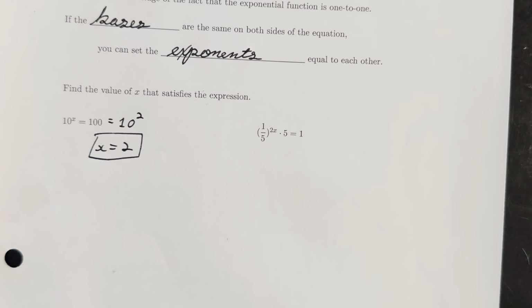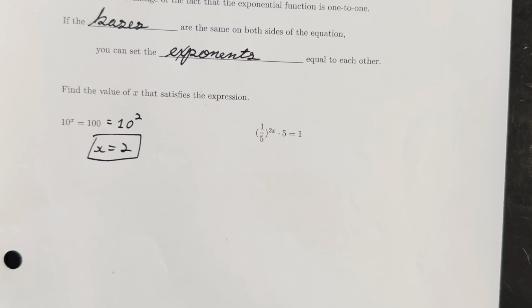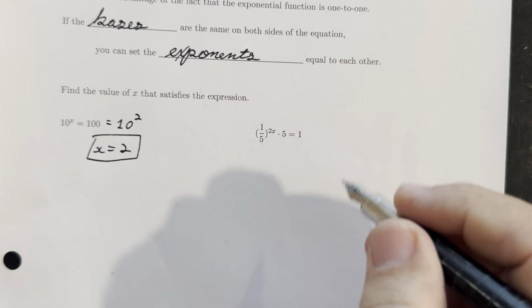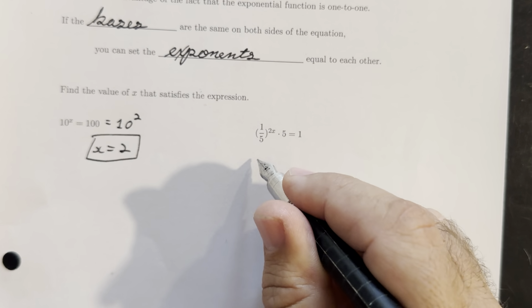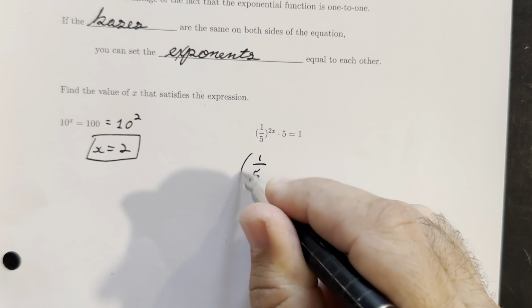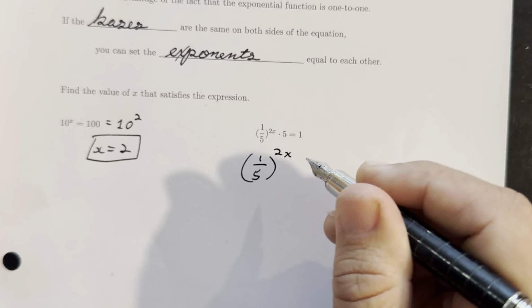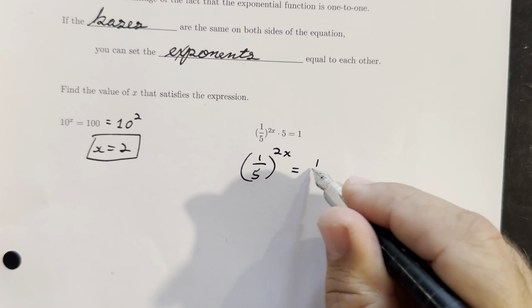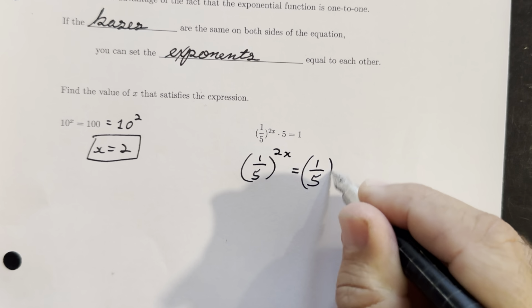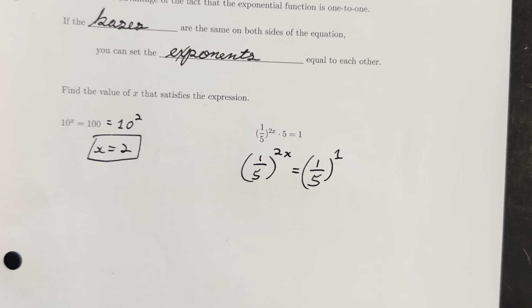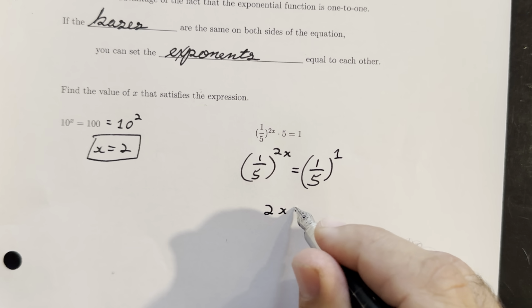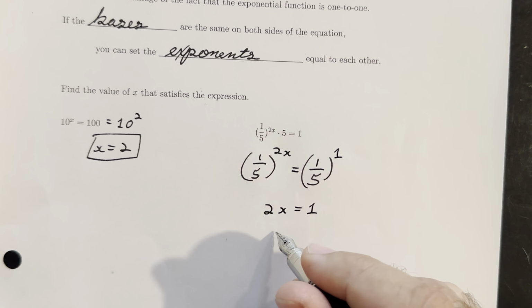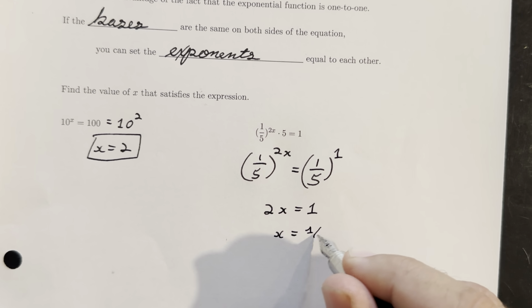All right. Now there's a couple of different ways to solve this one. We'll do the most straightforward way first. Divide both sides by 5 to get 1/5 raised to the 2x equals 1/5. And note that'll just be to the first power. Bases are the same, 1/5 and 1/5. And so we set the exponents equal to each other and find that x must equal 1/2.